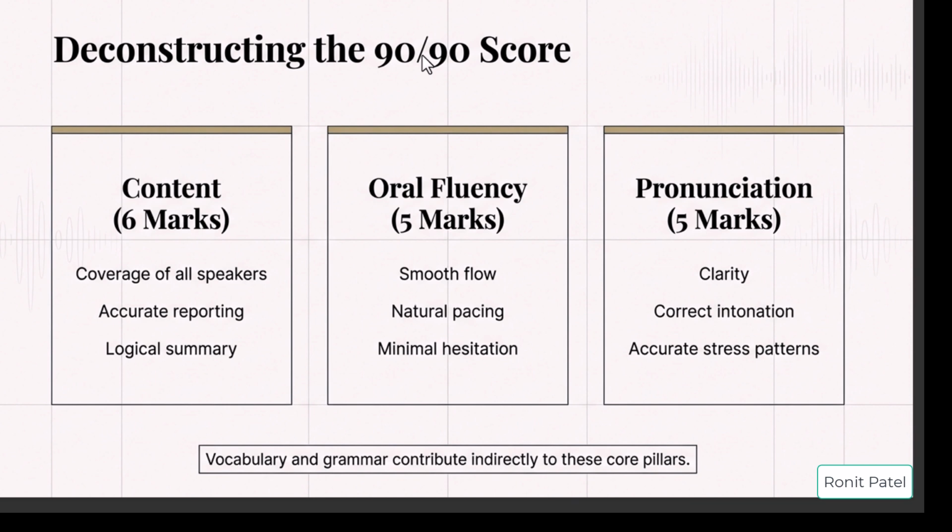Content is the king in this task. Even if your English is average but your content coverage is complete, you can still score very high. Second pillar, oral fluency. Here the examiner checks smooth flow, natural pacing and minimal hesitation. Notice something important. They are not checking advanced vocabulary or complex grammar. They are checking delivery smoothness.